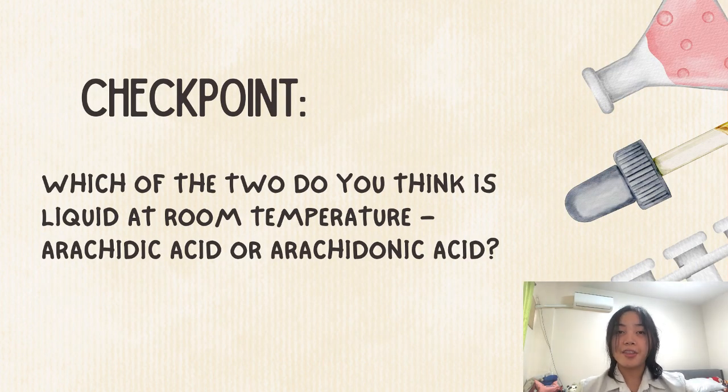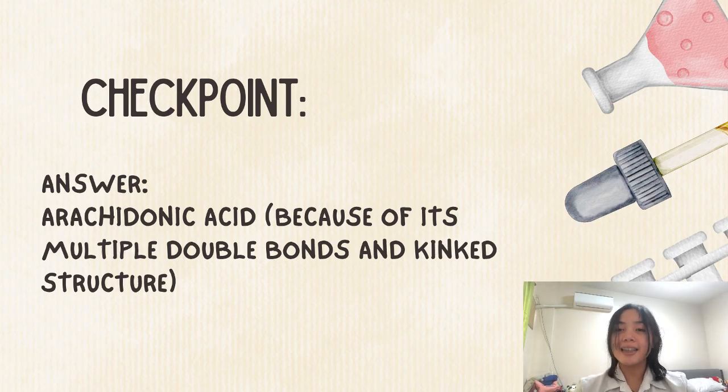Which of the two do you think is liquid at room temperature? Arachidic acid or arachidonic acid? That's right, arachidonic acid, because of its multiple double bonds and kinked structure.